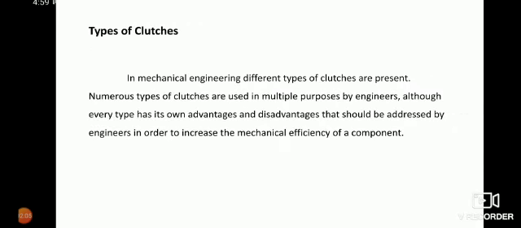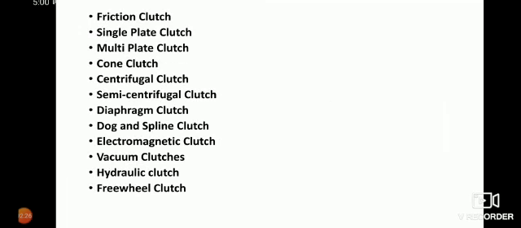Types of clutch. In mechanical engineering, different types of clutches are present. Numerous types of clutches are used for multiple purposes by engineers, although every type has its own advantages and disadvantages that should be addressed by engineers in order to increase the mechanical efficiency of a component. Friction clutch, single plate clutch, multi plate clutch, cone clutch, centrifugal clutch, semi centrifugal clutch, diaphragm clutch, dog and spline clutch, electromagnetic clutch, vacuum clutch, hydraulic clutch, flywheel clutch.